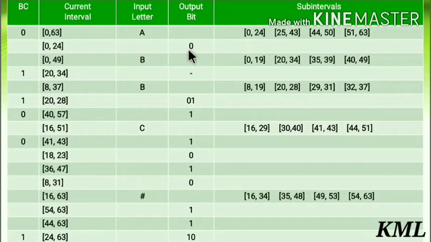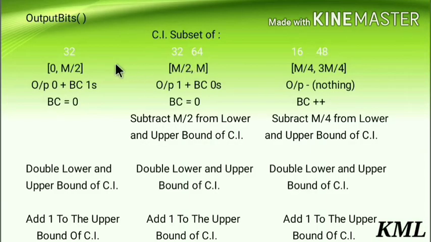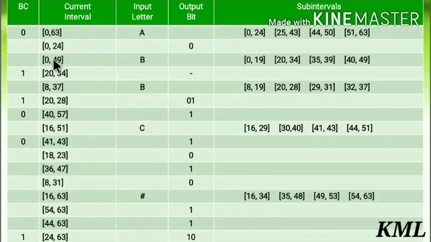So output a 0, and what is bit count? Bit count is 0, so you don't have to output any 1s. So you get a 0 here. Next, set bit count to 0. Then double lower and upper bound, and add 1 to the upper bound of current interval. Double of 0 is 0, double of 24 is 48, and you have to add 1 to the upper bound. Just remember this, this is the extra step here: double and add 1 to the upper bound.